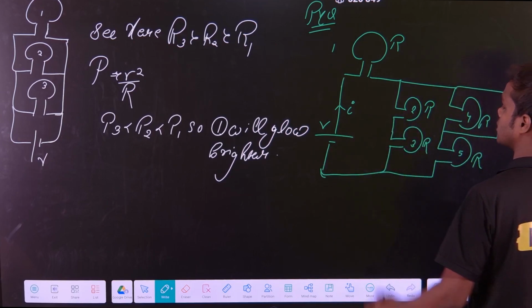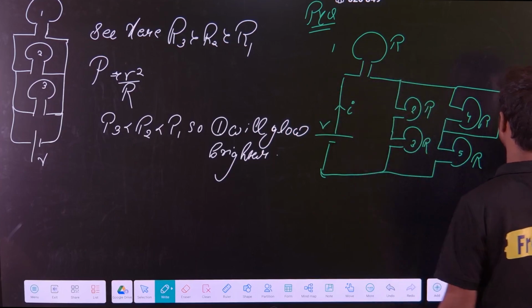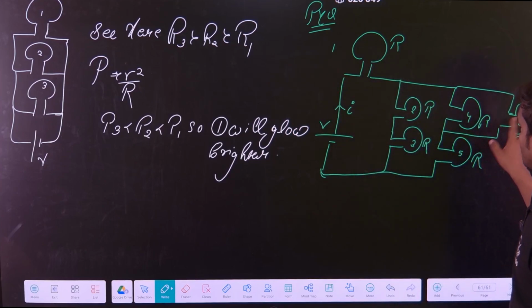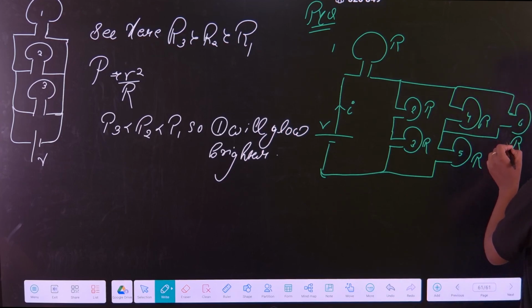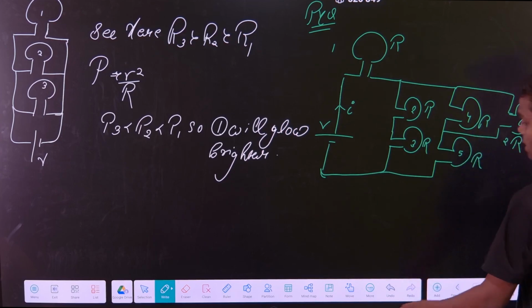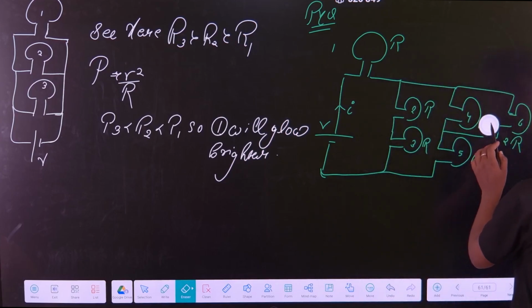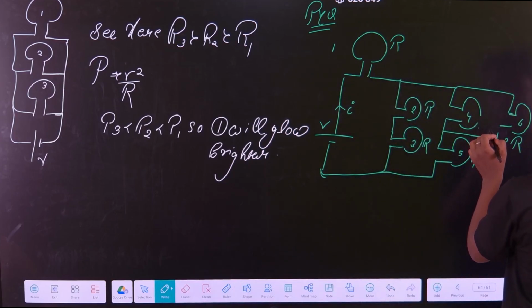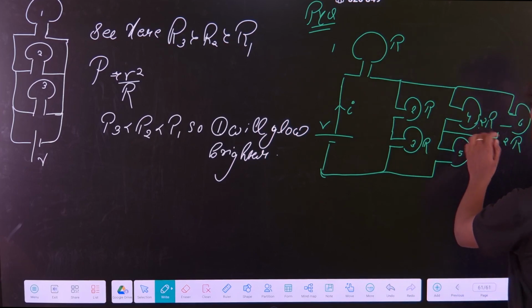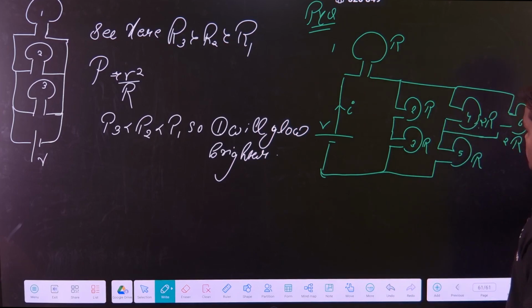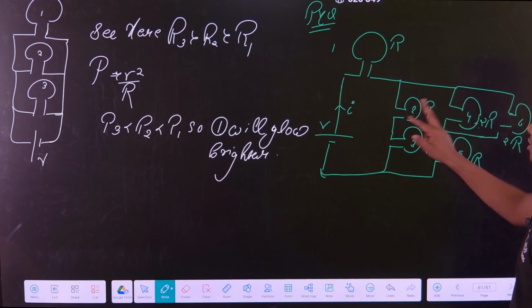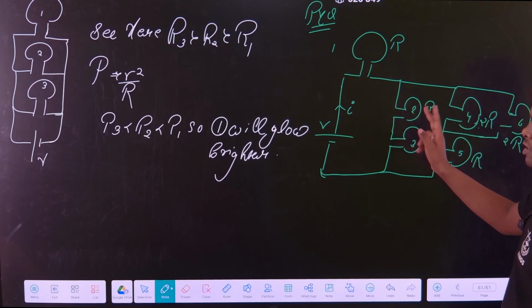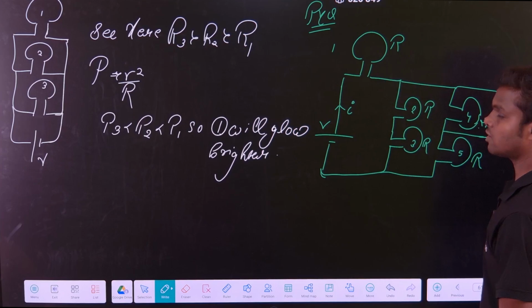One thing is clear: if this current is I, this is R, 2R, correct? R by 2 plus R is how much? Or let us take this as 2R. I am slightly changing the question for easier calculation, so that you can do the calculations more easily. So this is 2R, and this is also 2R in parallel with R. So the net resistance is 2R.